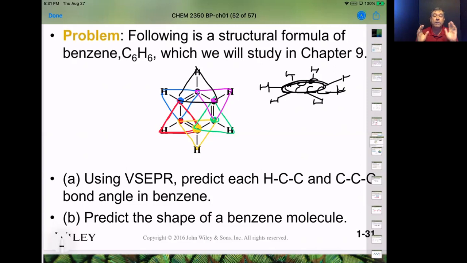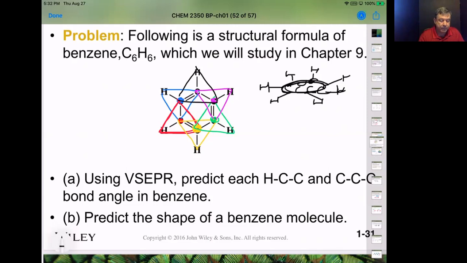So our VSEPR theory suggests that this benzene molecule should be planar. And I'm telling you it is, and we're gonna get to that in chapter 9. All right, do you see how by adding each of the things we know together, we can get the entire molecule assigned?